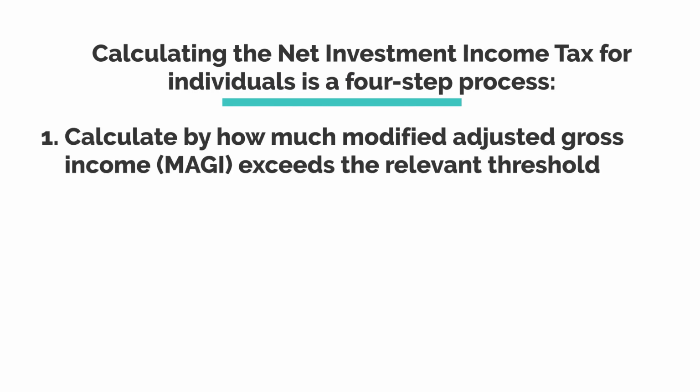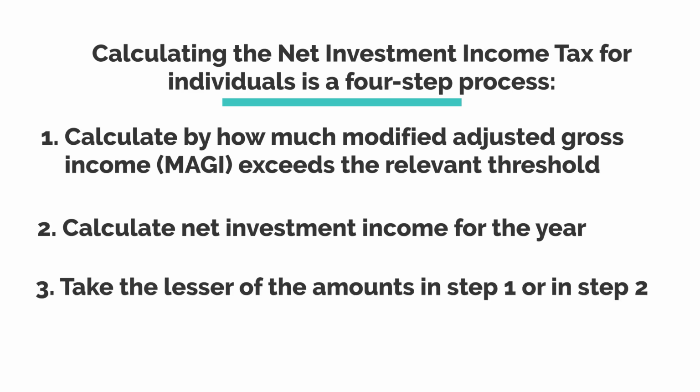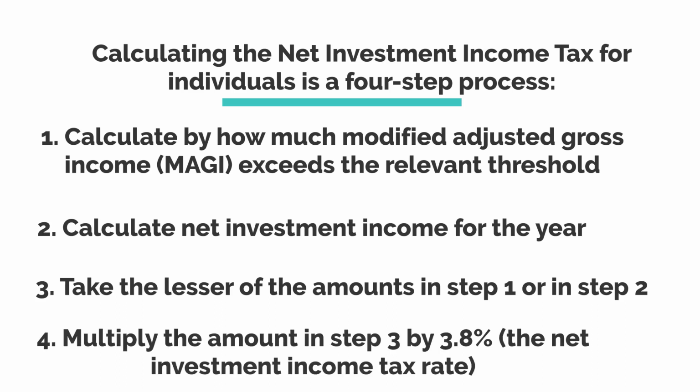1. Calculate by how much modified adjusted gross income exceeds the relevant threshold. 2. Calculate the net investment income for the year. 3. Take the lesser of the amounts in step 1 or step 2. And 4. Multiply the amount in step 3 by 3.8%, the net investment income tax rate.